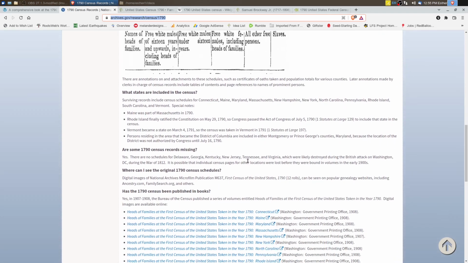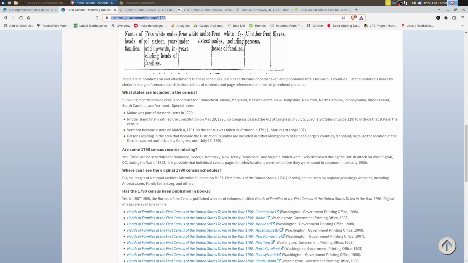There were some states whose counts did not survive, so only some of the states survived, because of time. They say that Delaware, Georgia, Kentucky, New Jersey, Tennessee, and Virginia was likely destroyed during the British attack on Washington, D.C. during the War of 1812.